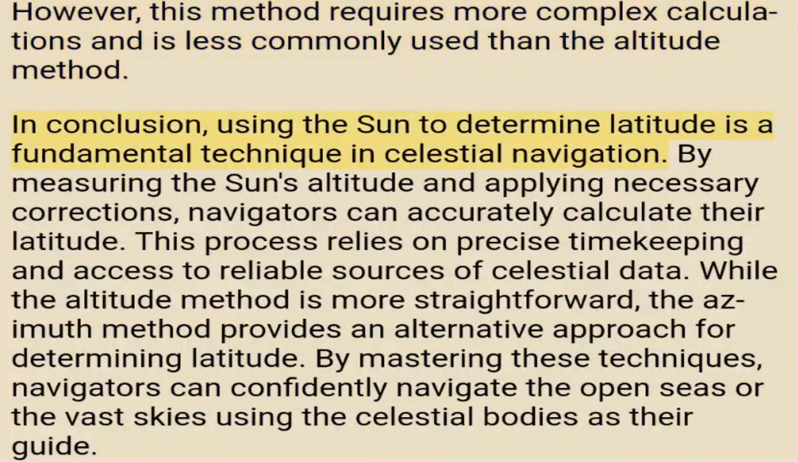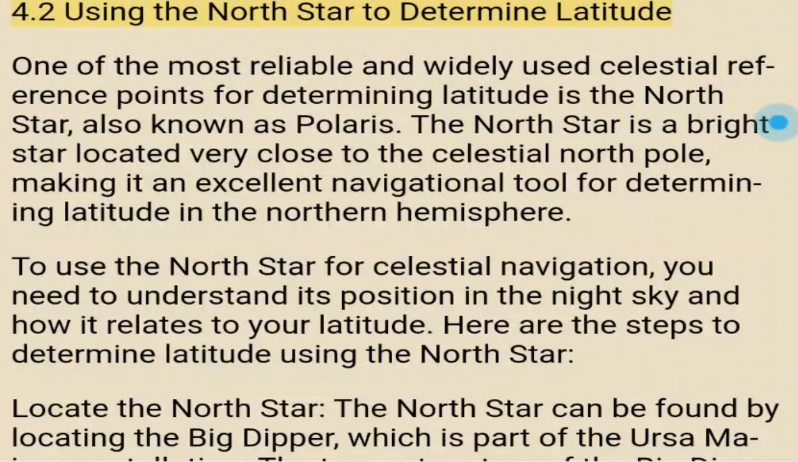In conclusion, using the sun to determine latitude is a fundamental technique in celestial navigation. By measuring the sun's altitude and applying necessary corrections, navigators can accurately calculate their latitude. This process relies on precise timekeeping and access to reliable sources of celestial data. While the altitude method is more straightforward, the azimuth method provides an alternative approach for determining latitude. By mastering these techniques, navigators can confidently navigate the open seas or the vast skies using the celestial bodies as their guide.